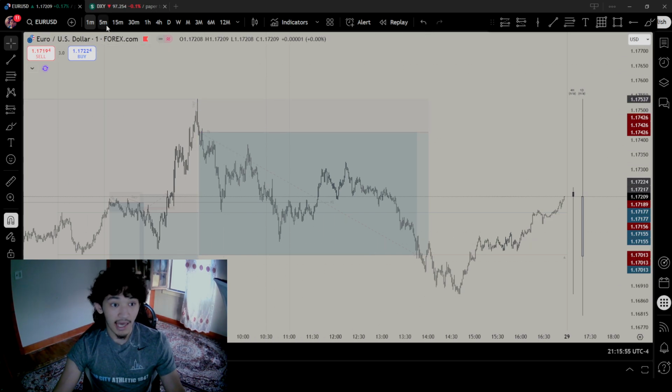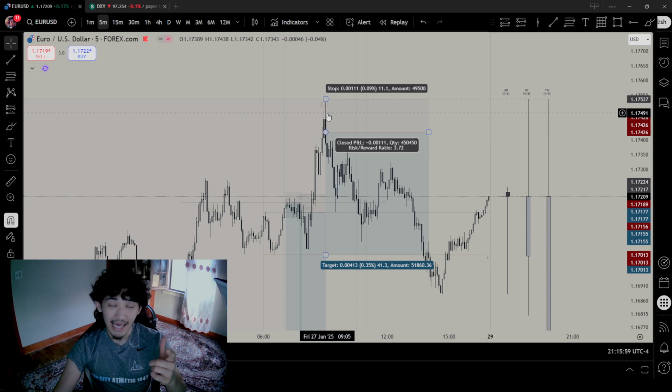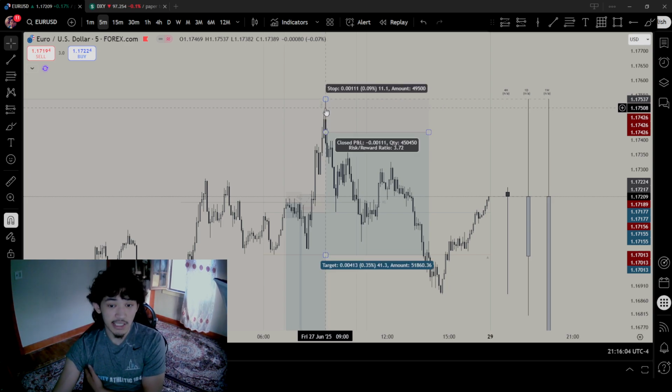I'm not going to take it. And if you pay attention closely, there was no valid high here. By the way, there was no valid high on the CRT. How come there's no valid high on the CRT?